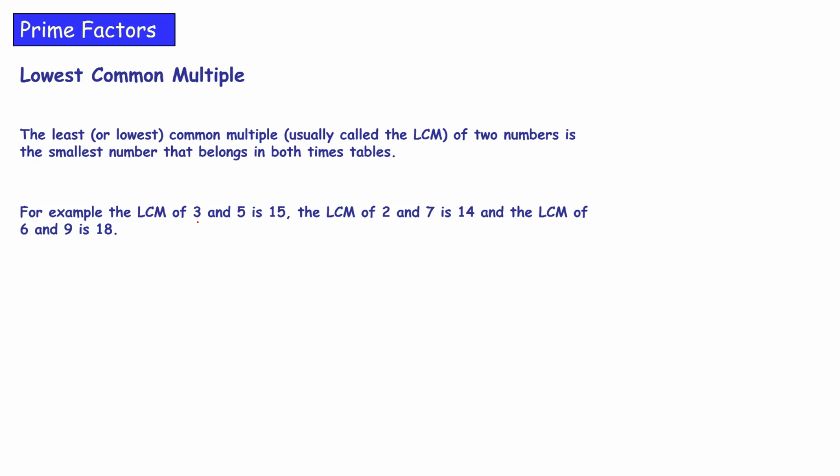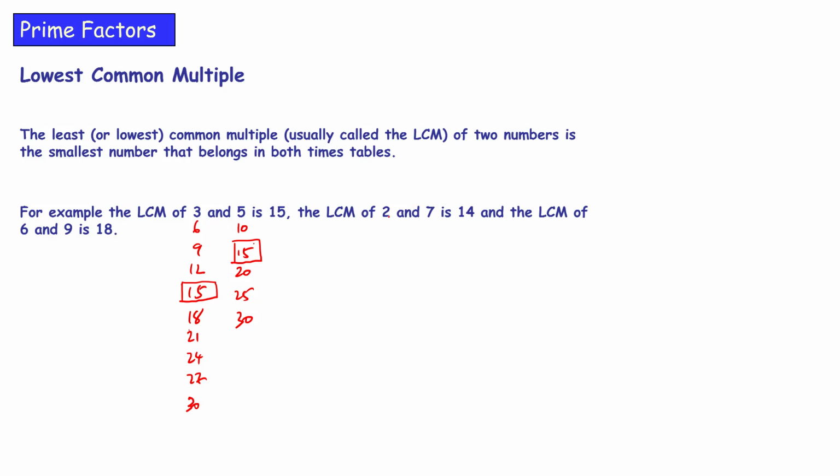So if we look at the 3 times table here, 3, 6, 9, 12, 15, 18. And 5 times table, 5, 10, 15. I'm just going to extend that up to 30. 18, 21, 24, 27 and 30. And then here, 5, 10, 15, 20, 25 and 30. You can see they both go into 30, but that's not the lowest number that they both go into. The lowest number they both go into is 15, and that's why that's the lowest common multiple.